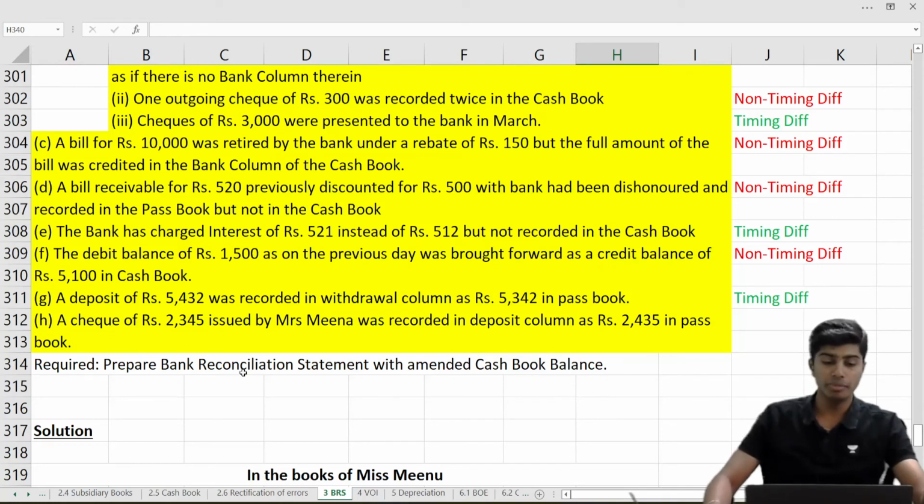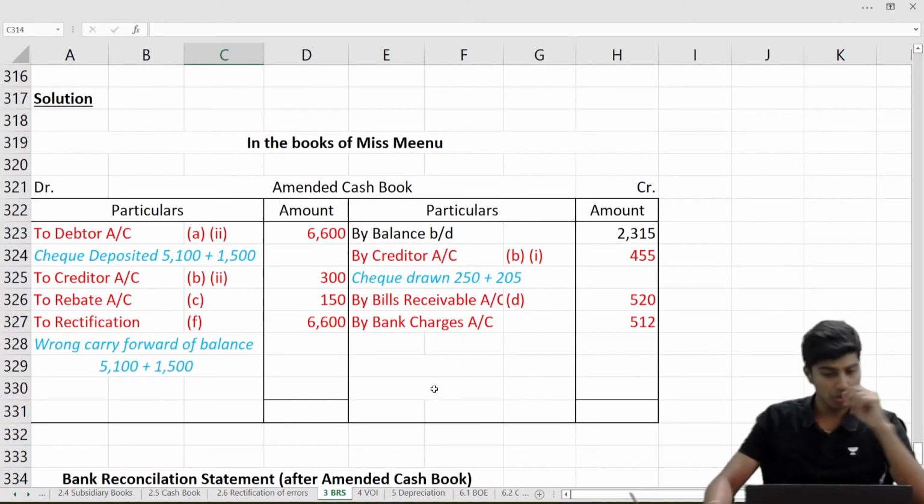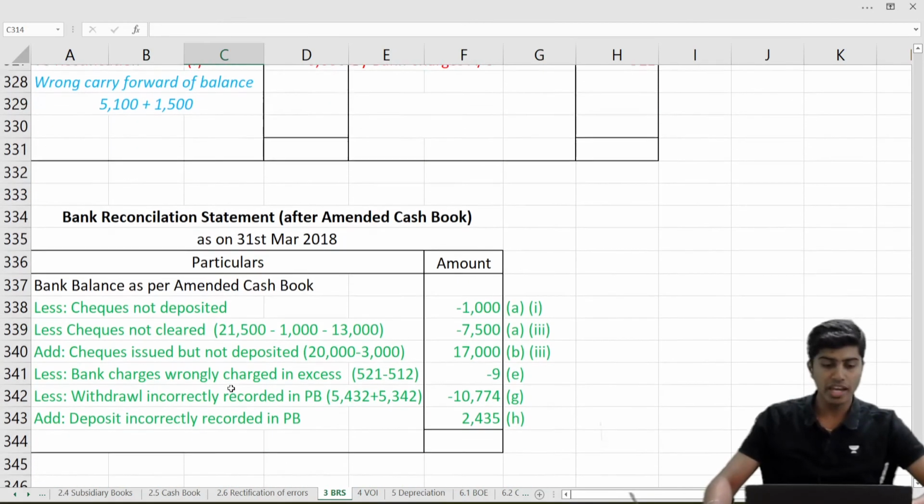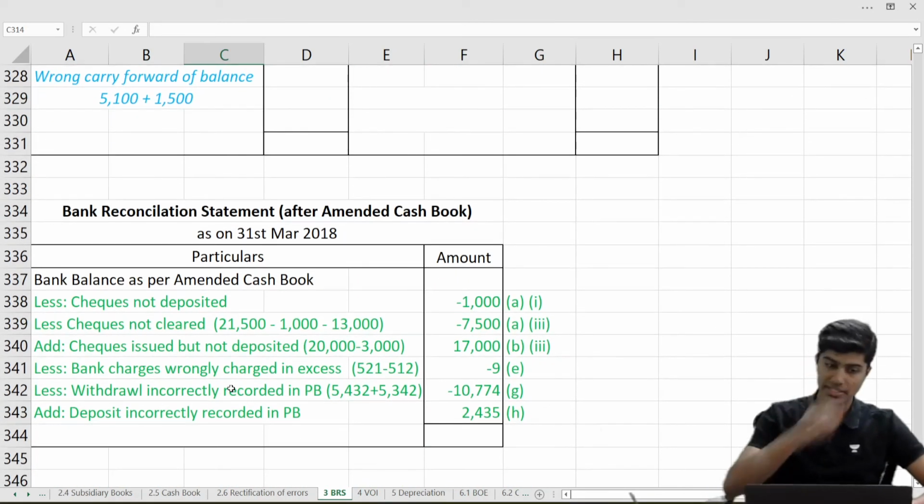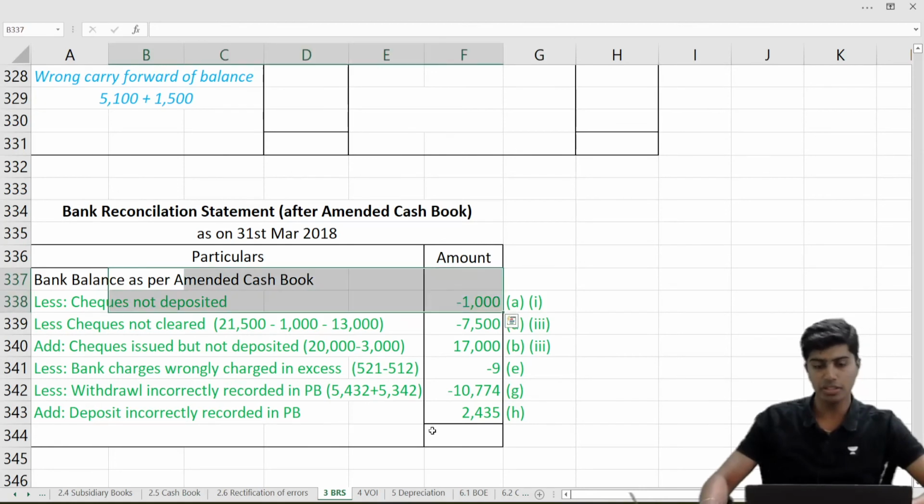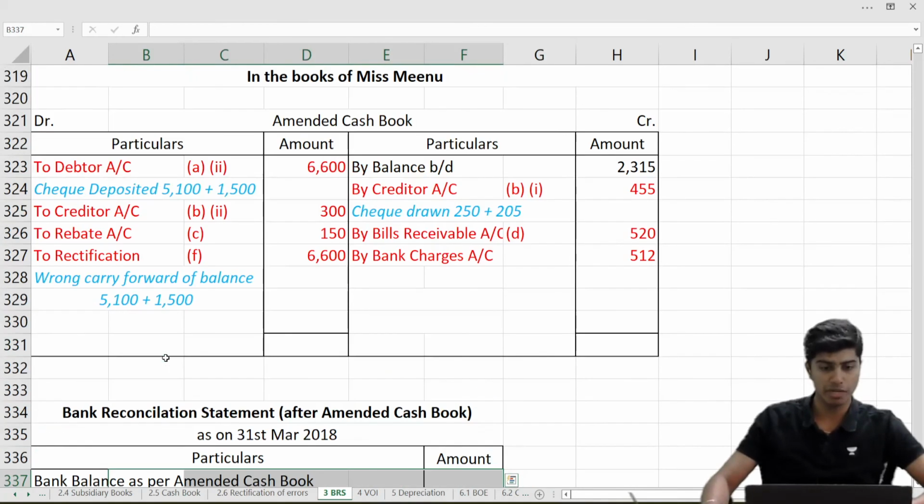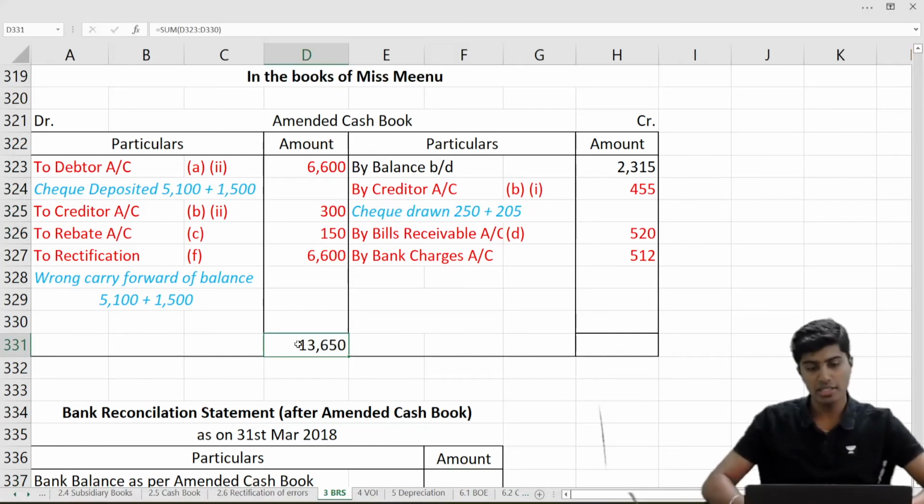Prepare bank reconciliation statement with amended cash book. Let us quickly close our amended cash book, identify the closing balance, and carry forward that balance to BRS as the balance as per amended cash book, then take the total to find the balance as per passbook. So it looks like the total on the debit side is more, so it's going to become a favorable balance.